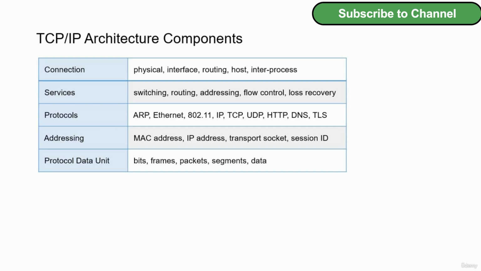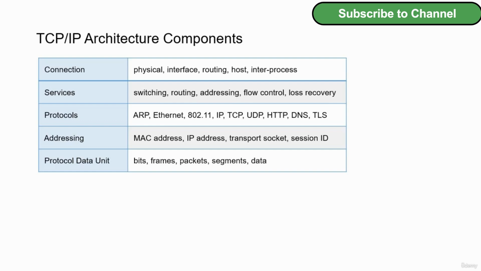Then you've got routing services on routers. You've got addressing at every layer except for the physical layer. You've got flow control, and that applies really at the transport layers. That means something like TCP, and loss recovery is part of TCP. So these services are all defined at each layer. And you've got the protocols. A lot of those have already been mentioned, and they're really assigned to each layer.